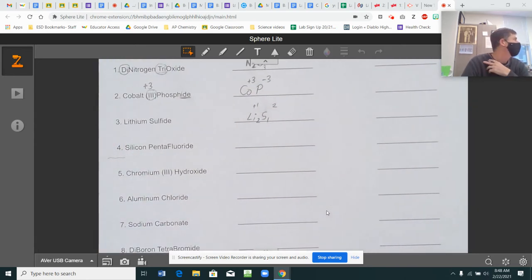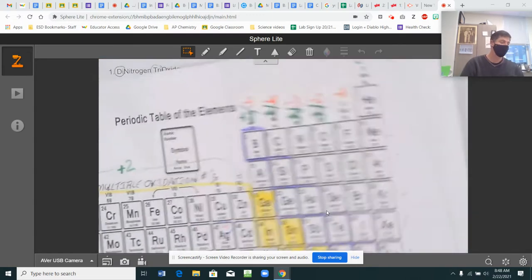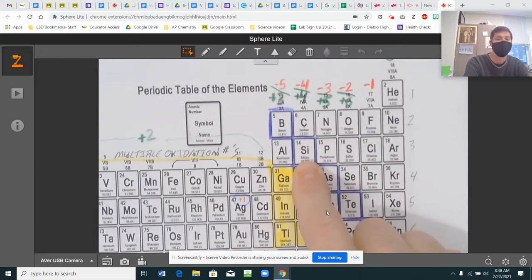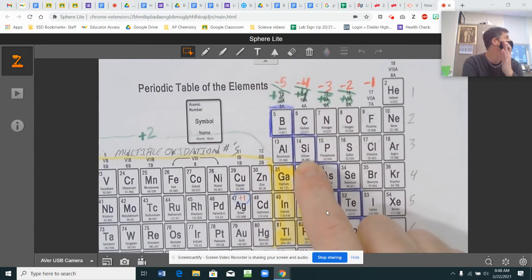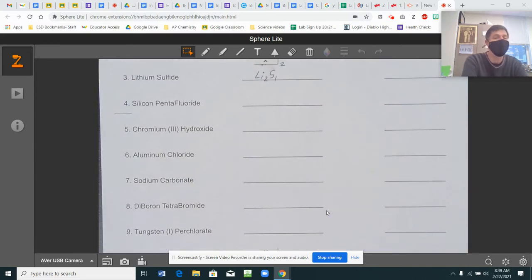Okay, is that what you got for number 3? Okay. So on number 4, if we look, silicon is a metalloid, right? That means it can act as a metal or a nonmetal. I said I would give you an indicator as to which way it's going to go. In this case, what was my indicator as to which way it was going to act?